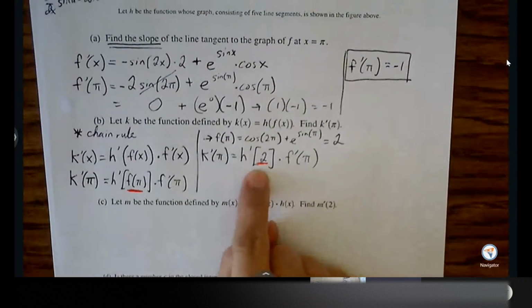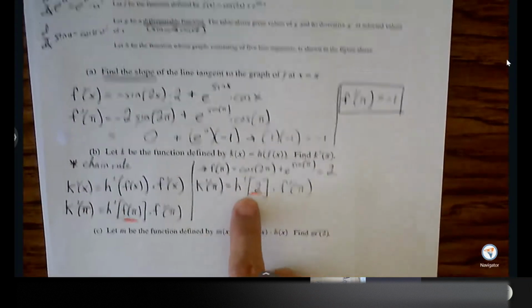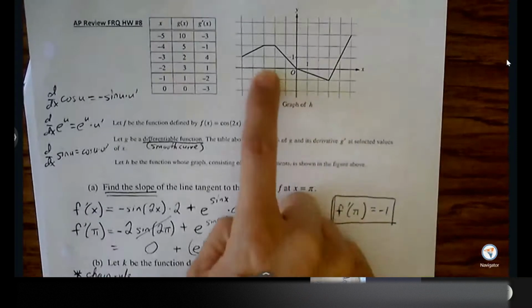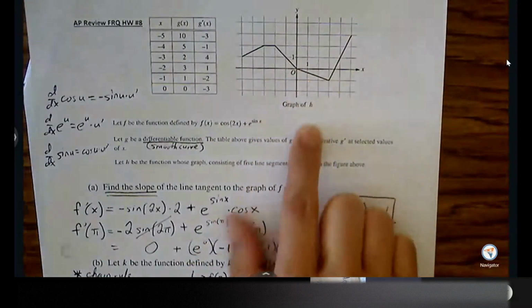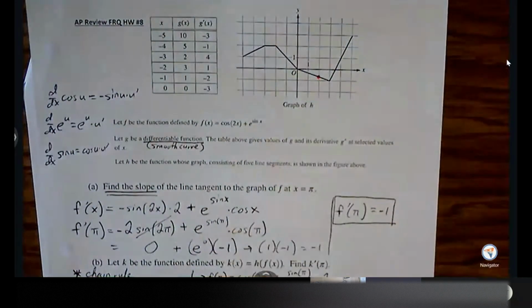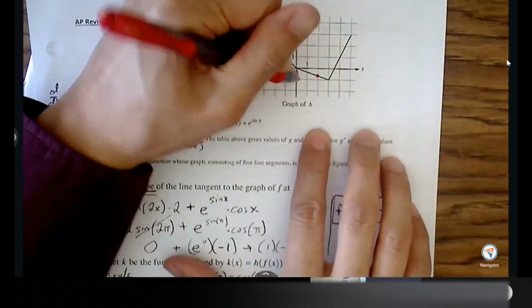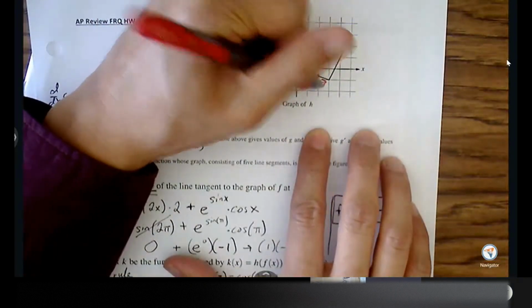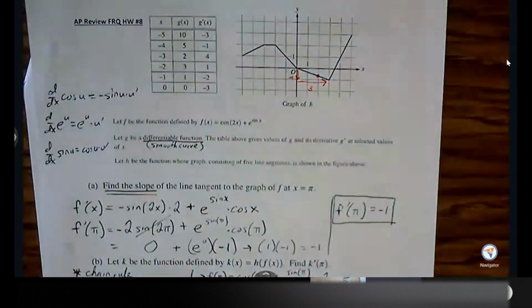All right, so we're moving on to h here. So h prime of 2. So we're asking for the slope of the h graph at 2. The slope of the h graph at 2 is going to be here, right? So what's the slope of the h graph at 2? Negative 1/3. Yeah, we're just going to find the slope of this line. Negative slope, down 1 over 3. Exactly right. Okay.